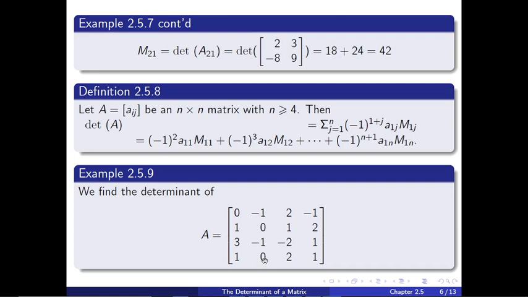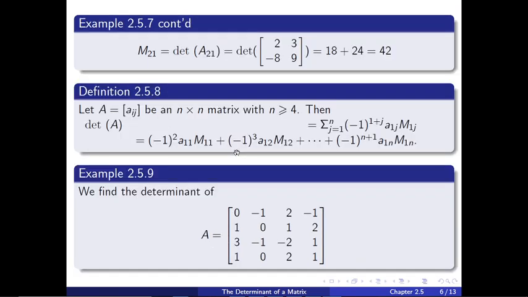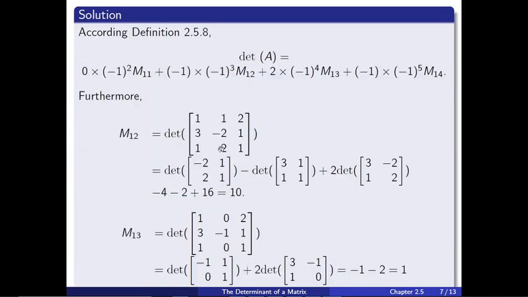If we remove this column and this row, we are left with 1, 1, 2, 3, minus 2, 1, 1, 2, 2, right? And so that's what we have there. It's actually 1, 2, 1, the last one, right? So we have that. And then we can find the determinant of this, and then it's just arithmetic. It takes a bit of time, but it's not too difficult. We see that it's 10.